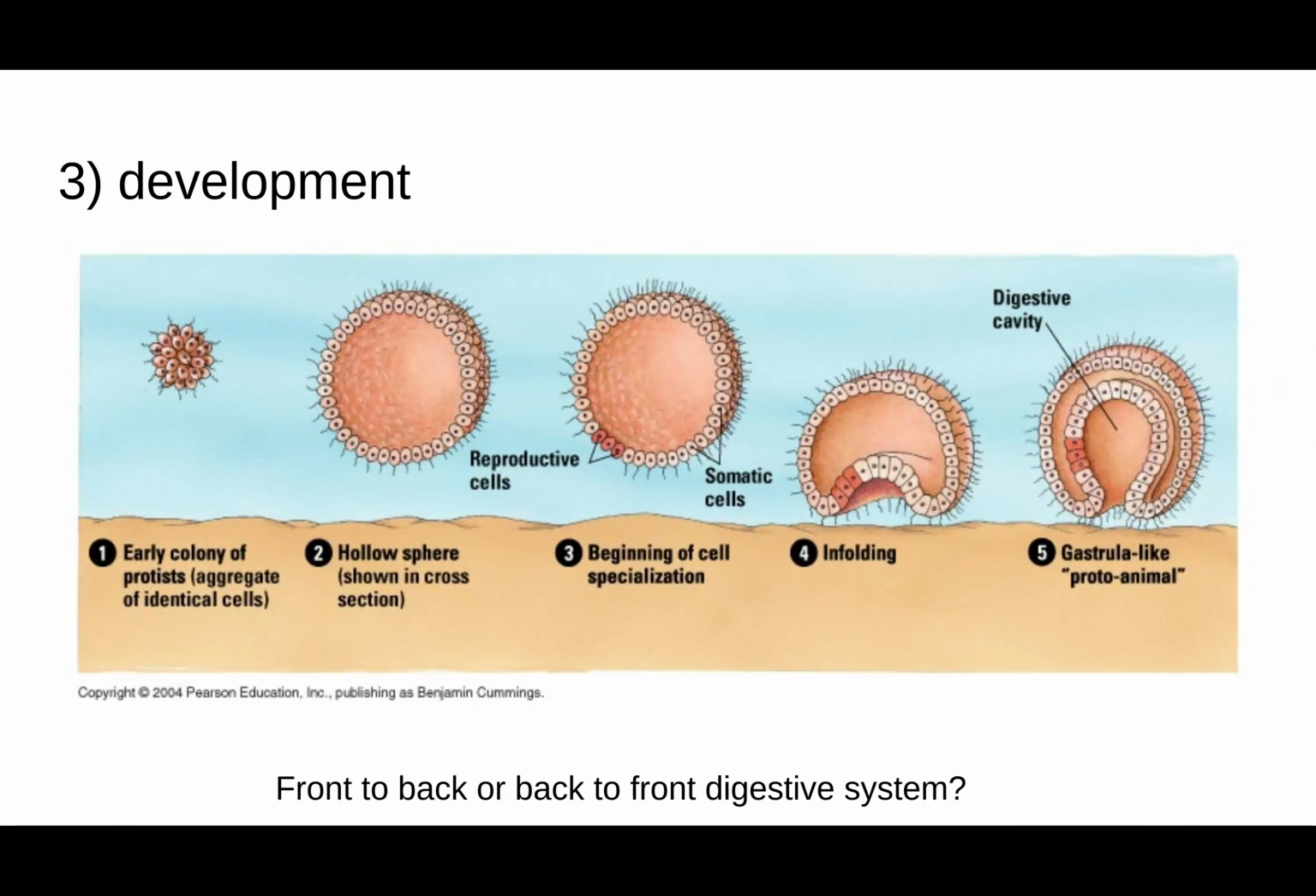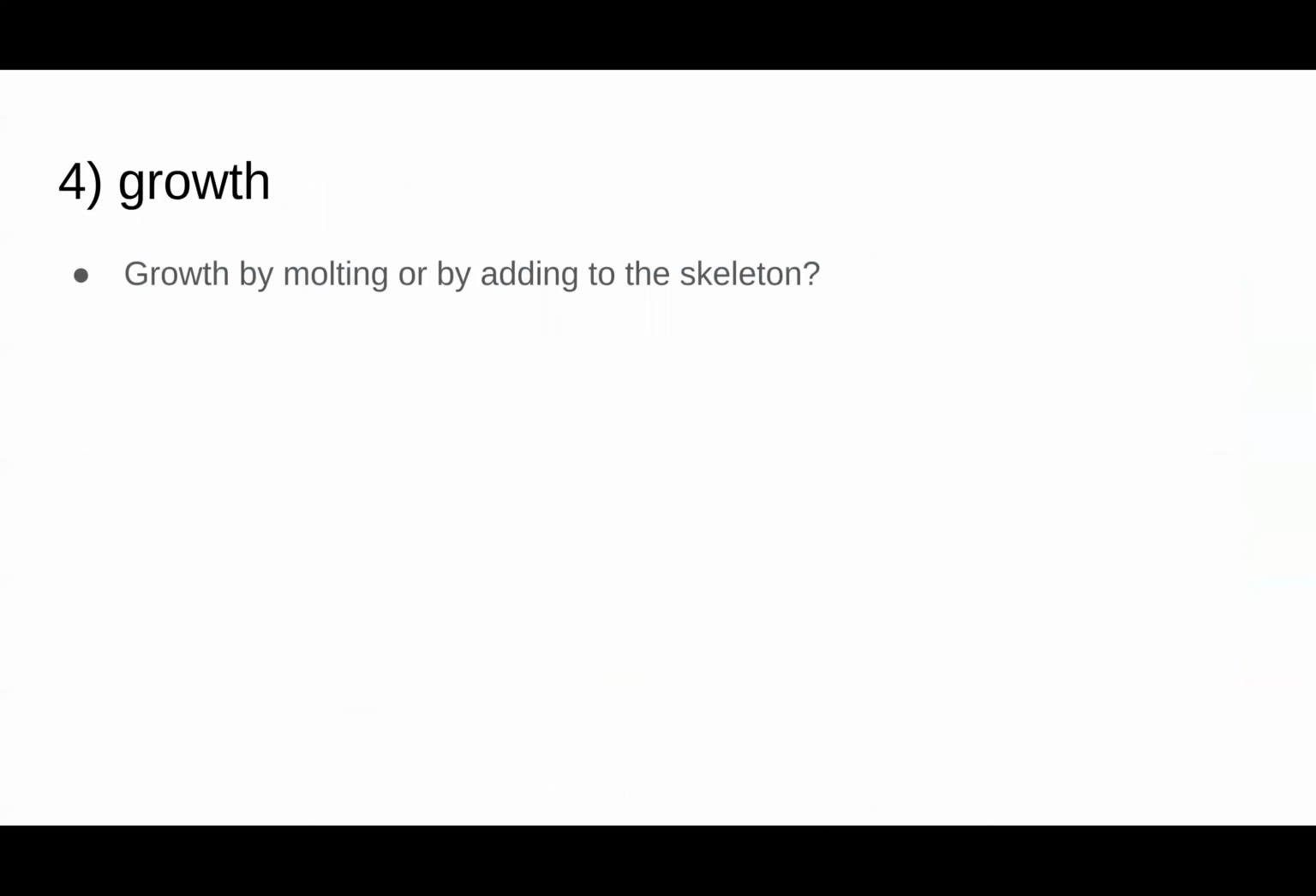Next up is how you develop. Do you develop front to back? Do you have a back to front or a front to back digestive system? Do you start off as a miniature version of an adult and grow into a larger adult, or do you start as a larva and have to land somewhere and develop as you leave the womb? And then finally, how do you grow? Do you grow by molting, or do you grow by adding to the skeleton? If you think about how a spider grows, at multiple points in its life it grows by simply shedding its exoskeleton, getting larger in the process. Whereas humans add onto the same skeleton, building that skeleton up over and over again. So very different groups of development we're talking about here.